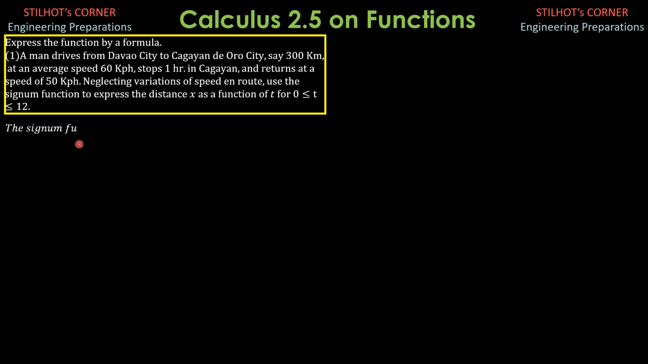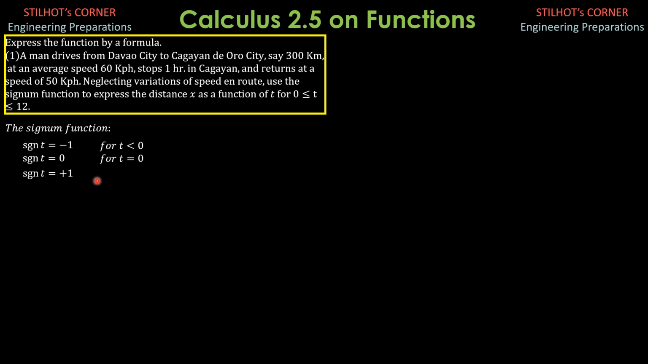So the signum function is defined by signum of t is equal to -1 if t is negative, or in general x. Of course, there's no negative time. You may call this any variable x. So this is for t less than 0. Then it is equal to 0, exactly 0, if t is equal to 0. And signum of t is +1 for t greater than 0, or when t is positive. So that's the definition.